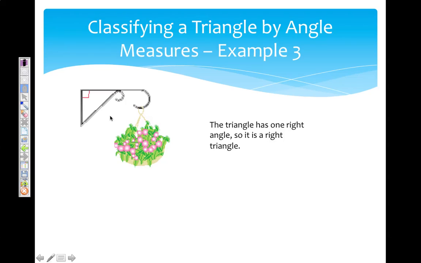And lastly, we have classifying triangles by their angle measures. What I have here is a little planting hook. If I look at the triangle, tracing the outline of the triangle that the planting hook is made from, I notice that I have this box, which we know is a 90-degree angle. And because it has one 90-degree angle, it's going to be a right triangle. So I could classify this planting hook triangle as a right triangle because of this one right angle. Go ahead and jot that in on your paper.